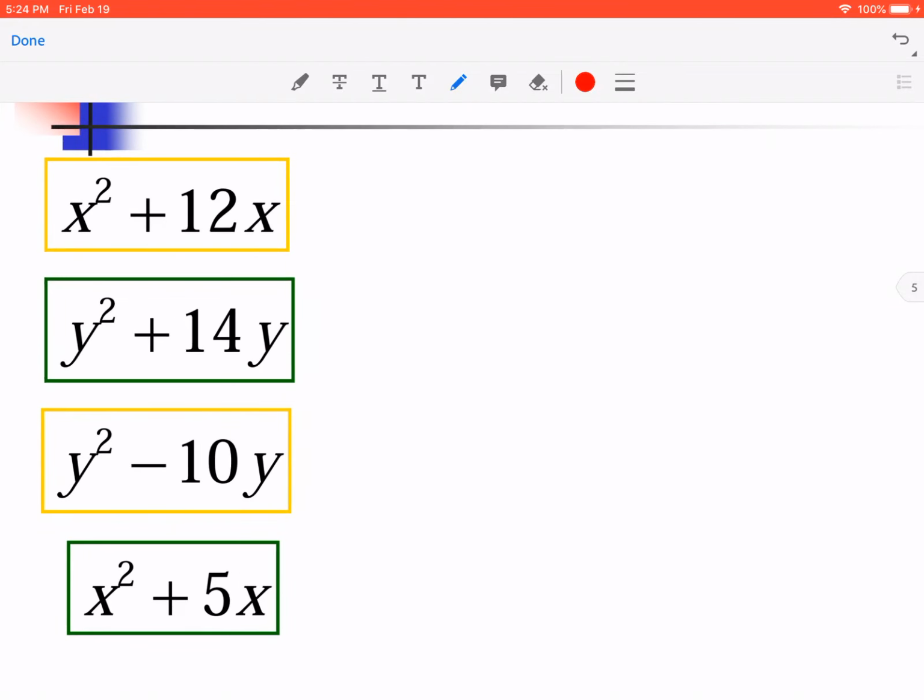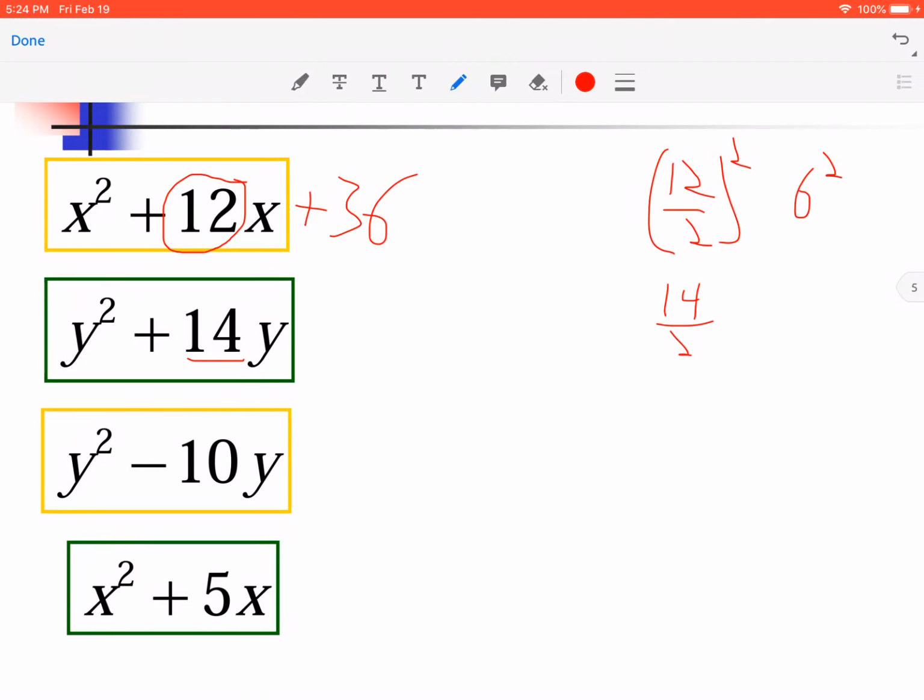If they gave you the first two terms, the a and the b, and you had to find the c, take that number, divide it by 2, and square it. So 12 divided by 2 is 6. What is 6 squared? 36. So it must be plus 36. That's what's missing. Okay? Take 14 divided by 2, square it. 14 divided by 2 is 7. What is 7 squared? Plus 49. Notice how it's always plus 49.